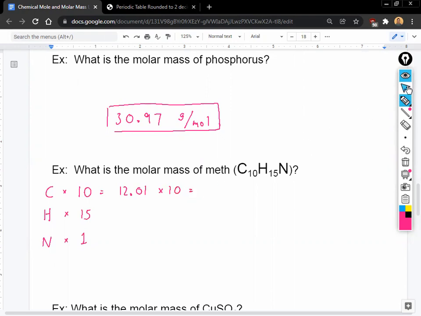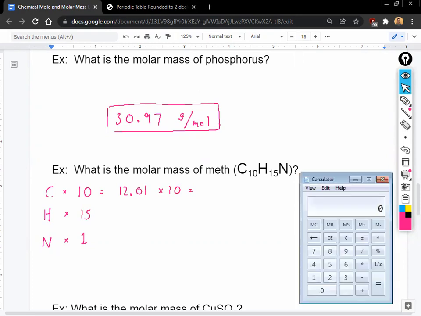Okay. So again, you're going to need your calculators today. What we're going to do is just 12.01 times 10. So all of the carbons inside of meth are going to have a mass of 120.1 grams per mole. Okay, let's go to hydrogen now.